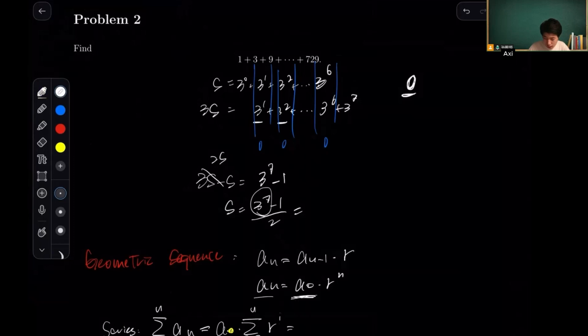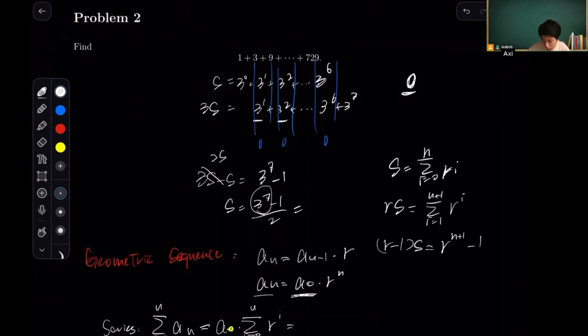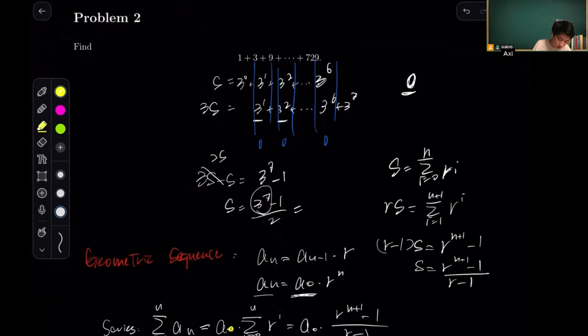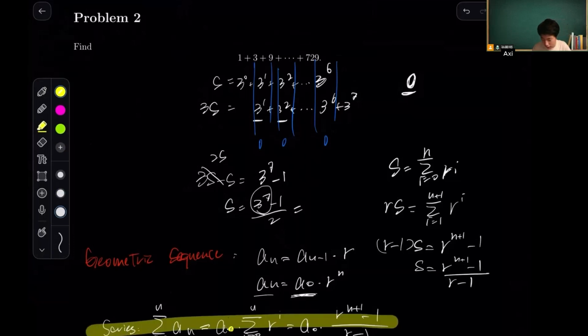And the formula is simply a0 times r^(n+1) minus 1 divided by r minus 1. The second formula in this course. Now, of course, you don't really have to remember this.